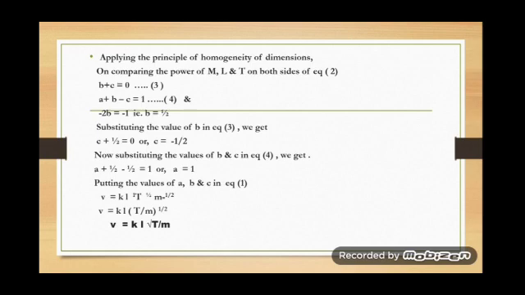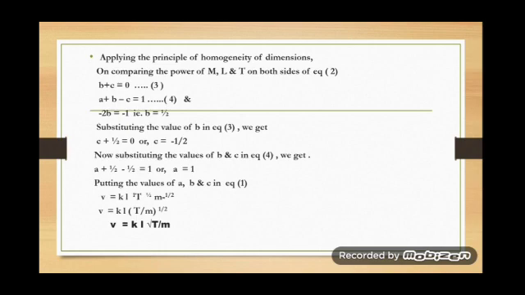Now the turn of a. To find the value of a, we will substitute the values of b and c in equation number 4. Therefore, a plus b, 1 by 2, c, minus 1 by 2, 1 by 2 minus 1 by 2 is plus 1 by 2, or a is equal to 1.